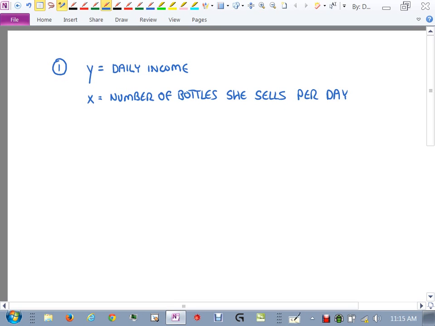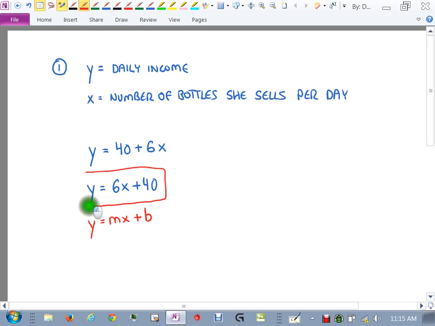So what we can do is we can say that the amount of money she's going to make per day is the $40 plus 6 times each bottle, so 6x. If we rewrite this as y equals 6x plus 40, just switching the order, then that looks like y equals mx plus b. So we have the equation. That was the first part. They wanted us to get the equation.